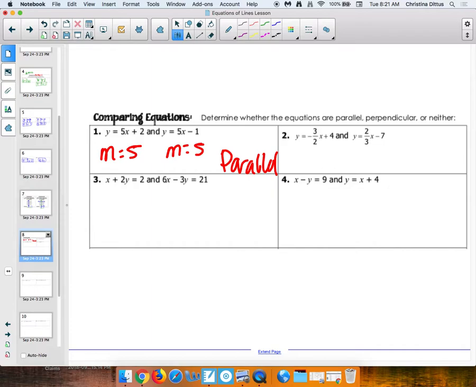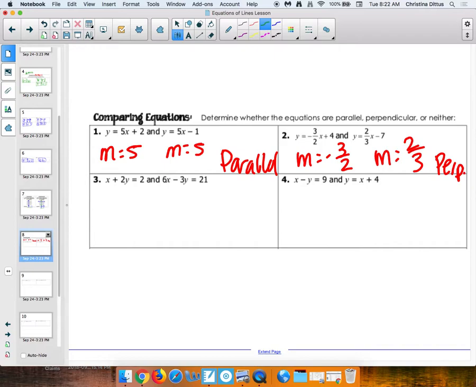In 2, what's my slope of the first one? Negative 3 over 2. What's my slope of the second one? 2 over 3. How are they related? Perpendicular. They are perpendicular: opposite sign and then flipped fraction.